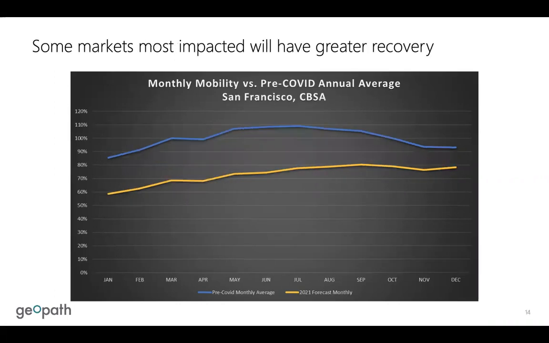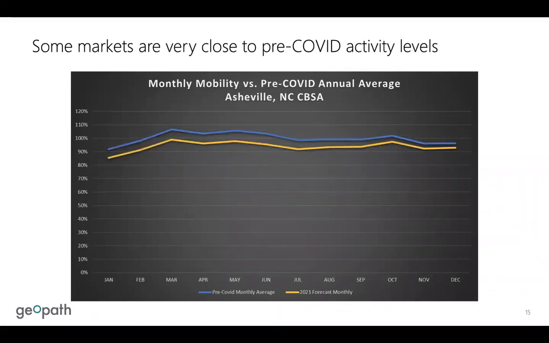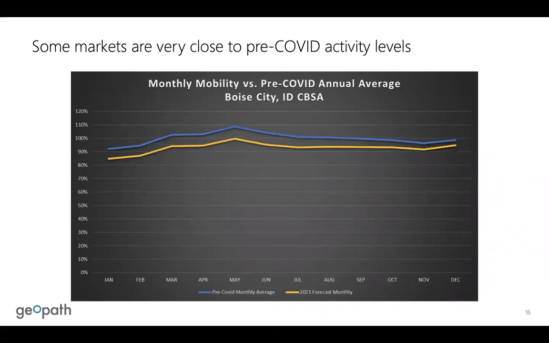That said, similar to some of the earlier charts, some markets will have a slower recovery than others. This is obviously San Francisco, and you can see the delta is pretty wide, and they don't even reach pre-pandemic levels through the end of this year. But in smaller areas such as Asheville, North Carolina, or in the next slide, Boise, you can see the delta is much smaller, and it's tracking really tightly against the pre-COVID levels and getting much closer through the end of the year.